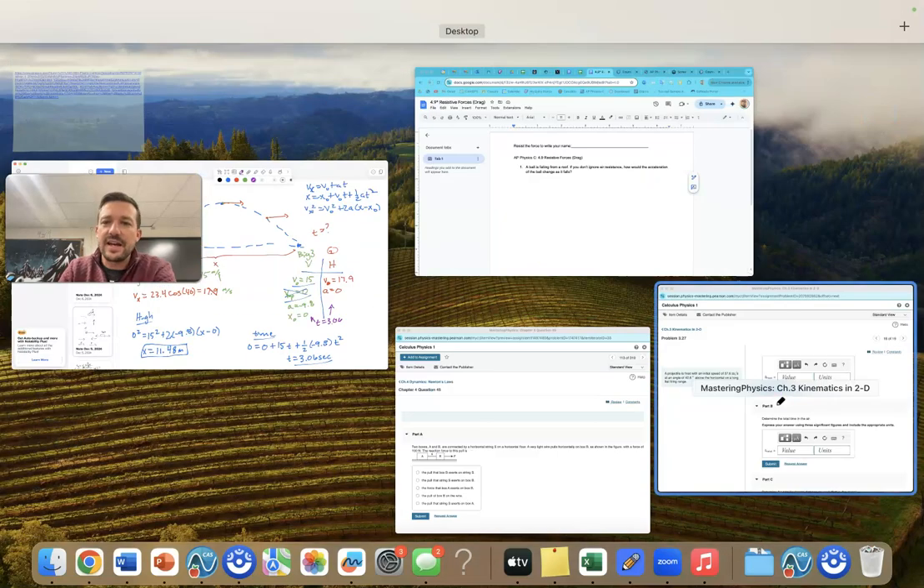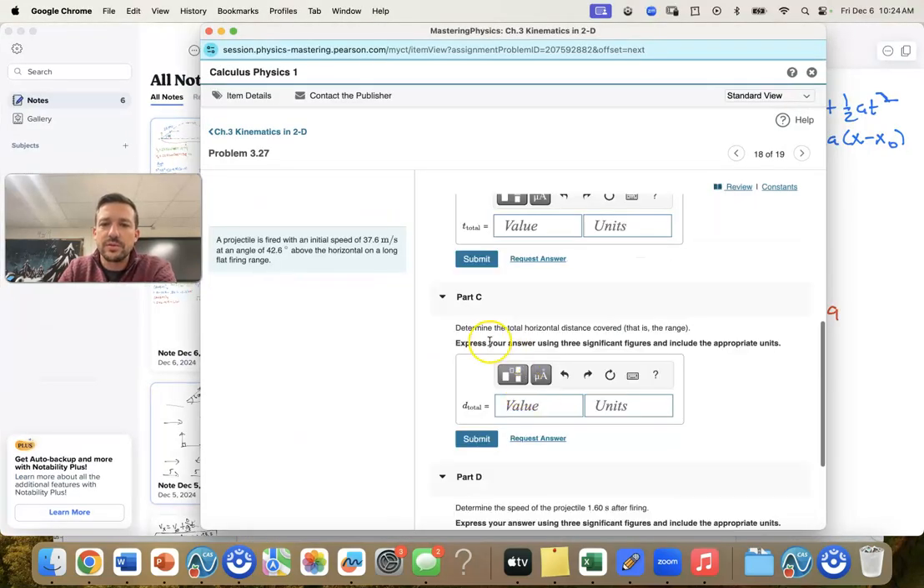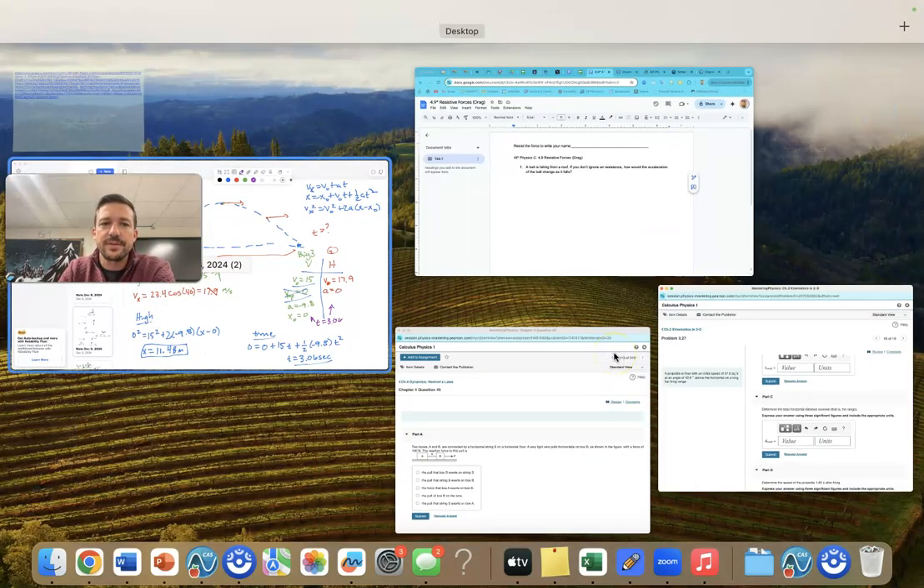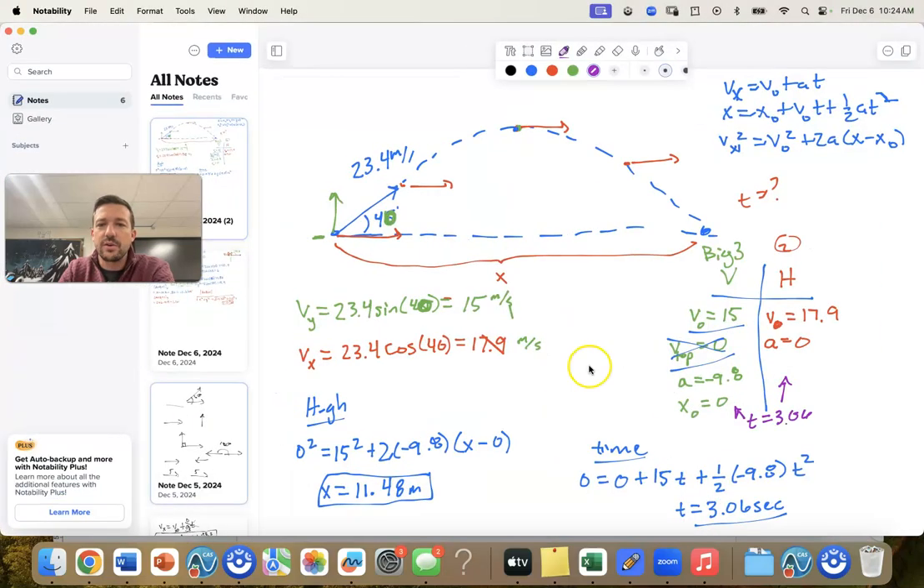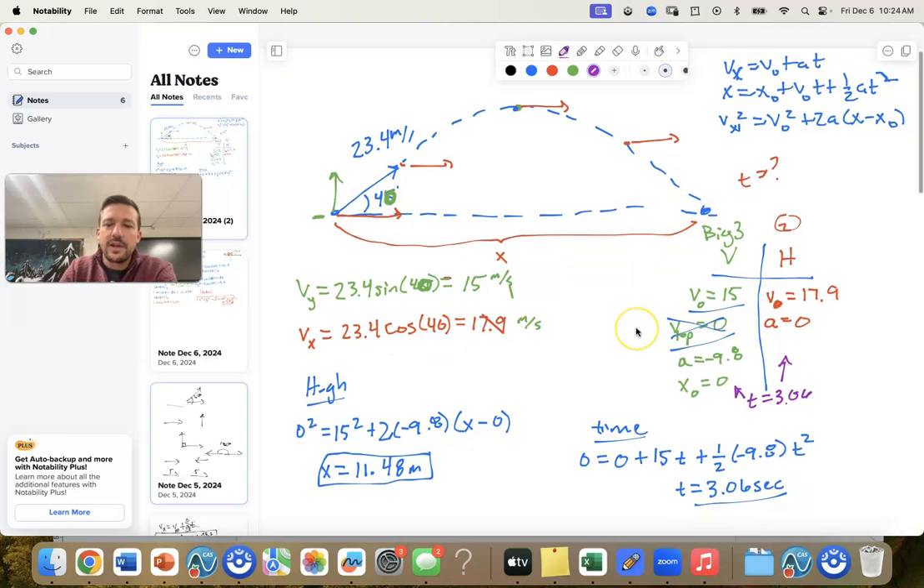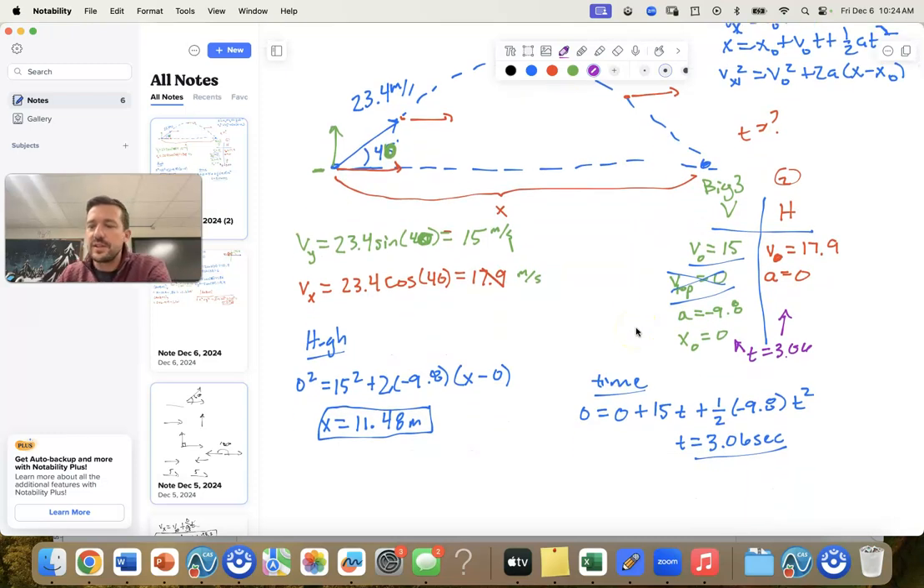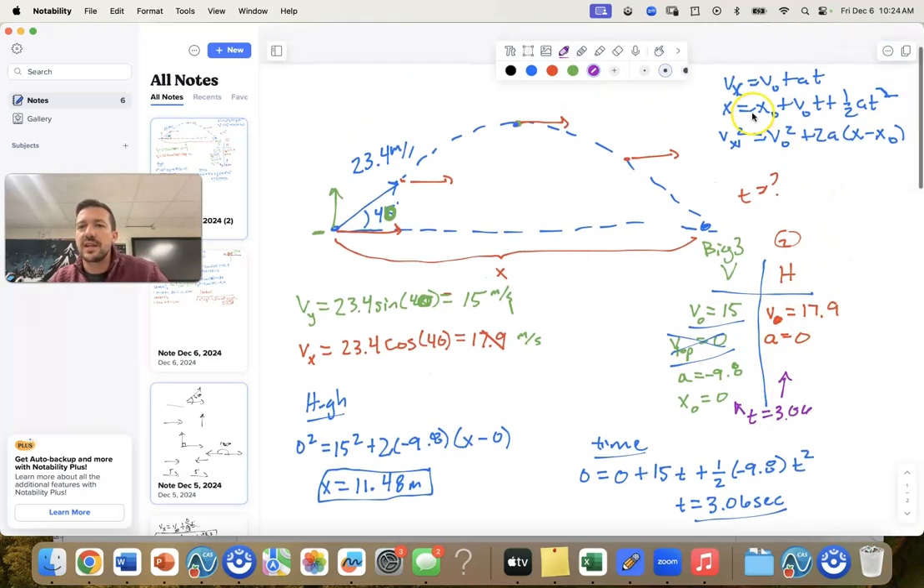The next thing I think it asked was, how far did it go? Determine the total horizontal distance. So we want to figure out this distance here. How far did it go horizontally? And that one's super easy to do. We know the velocity. We know there's no acceleration. We know the time. So we're just going to use the second equation here.